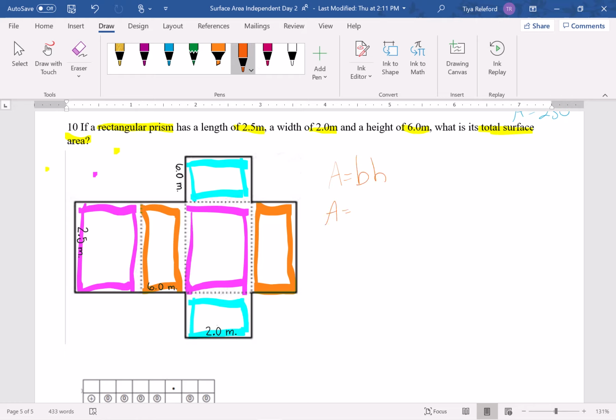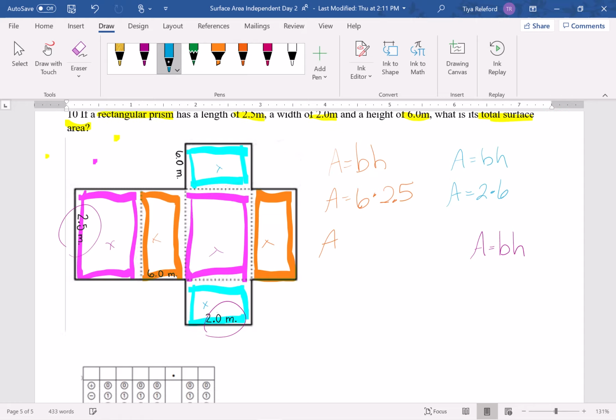For our orange rectangles, I have 6 and 2.5. For our blue rectangles, I have 2 and 6. And for our pink rectangles, you have 2 and 2.5. Make sure every single one of these has a number inside of it. Because it's total, you're going to add all 4 numbers up.